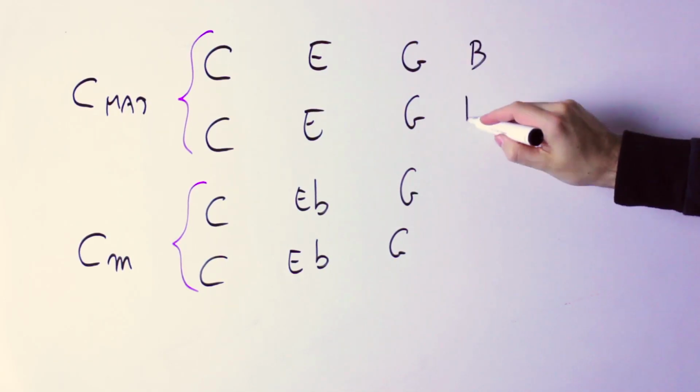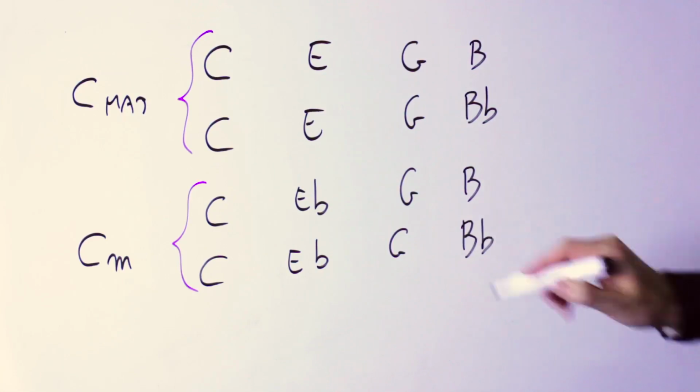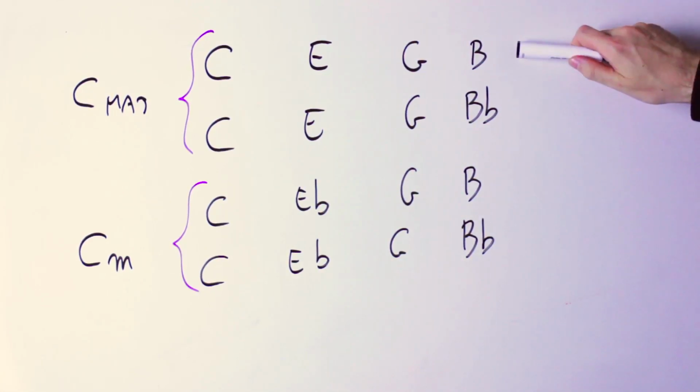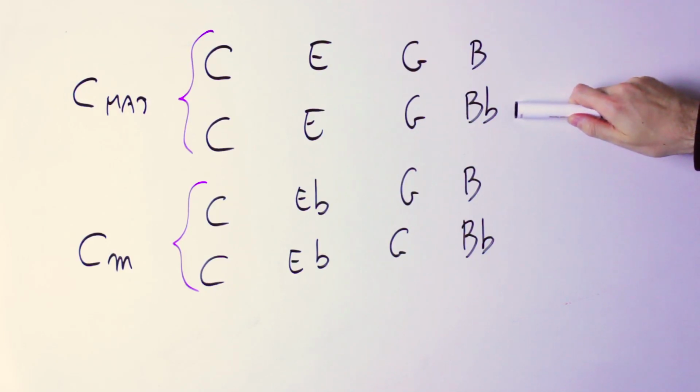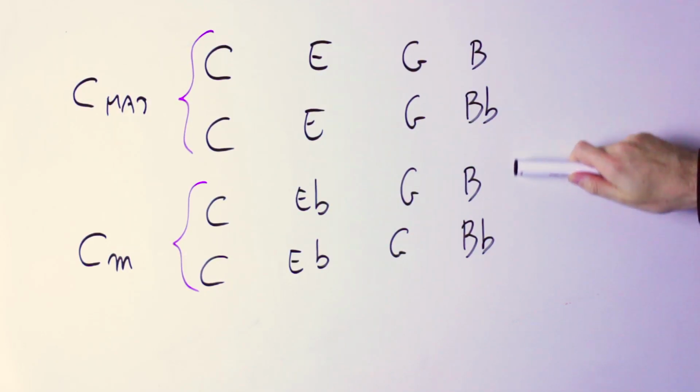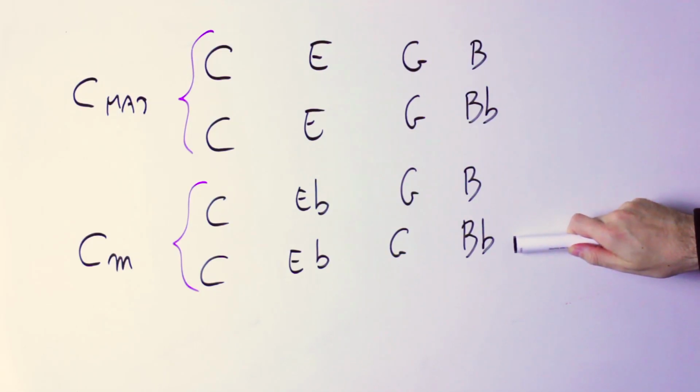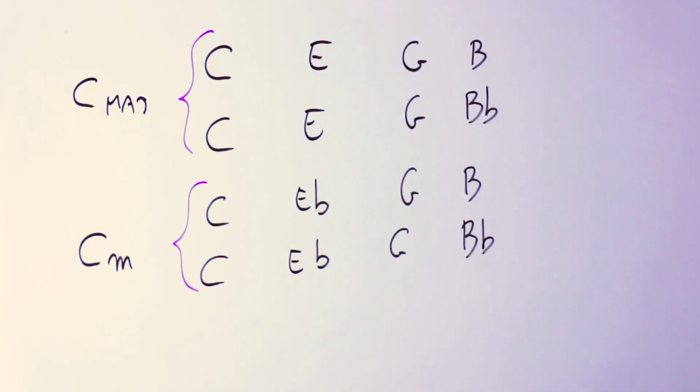So now we can create 4 different qualities of chords. We can have a major triad with a major 7th, a major triad with a minor 7th, a minor triad with a major 7th, and a minor triad with a minor 7th. And all those 4 are valid and legal 7th chords. Now let's see all of them one by one.